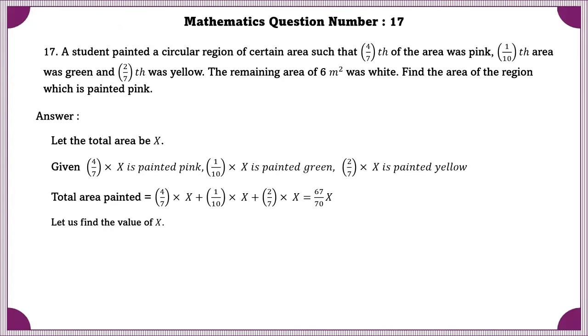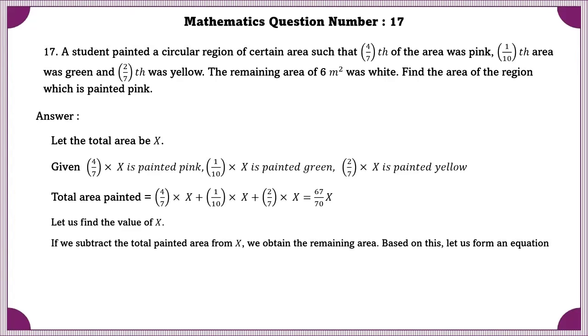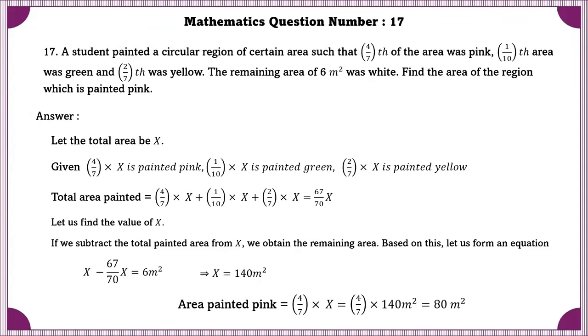Now let us find the value of x. If we subtract the total painted area from x, we obtain the remaining area. Based on this, let us form an equation. x minus 67/70 x is equal to 6 meters square. So using this, we can find the value of x, that is 140 meters square. The area painted pink is equal to 4/7 into x, that is 80 meters square.